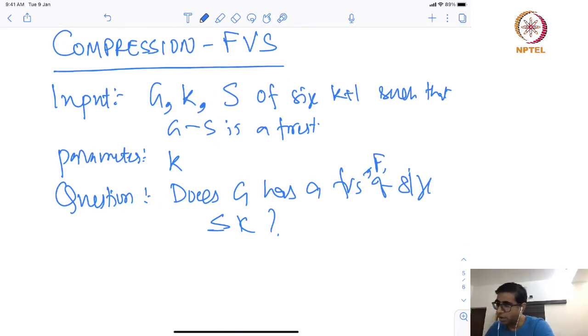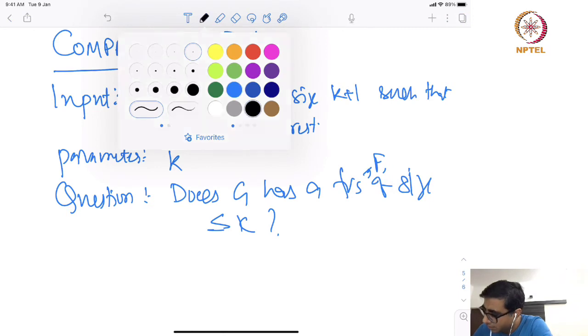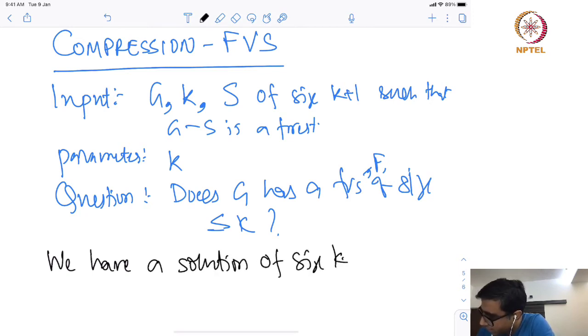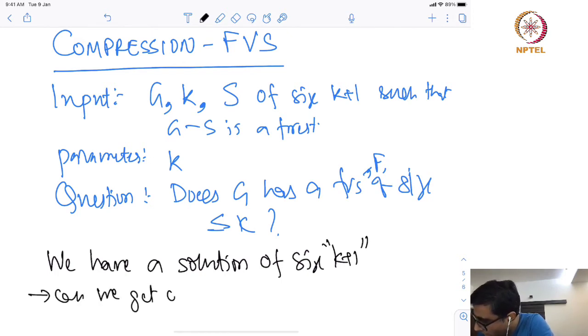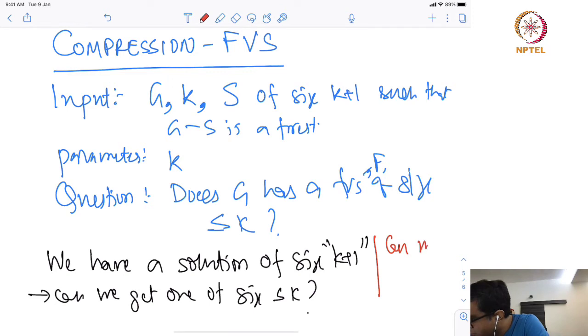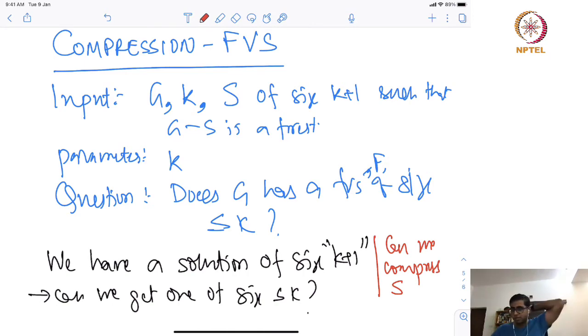Now it will make sense to you why we are using the word compression, because what are we compressing? We have a solution of size k plus 1, and what is the question we are asking? Can we get one of size at most k? So, it basically entails asking: can we compress? Yes, that is it. So, this is why it is called iterative compression.